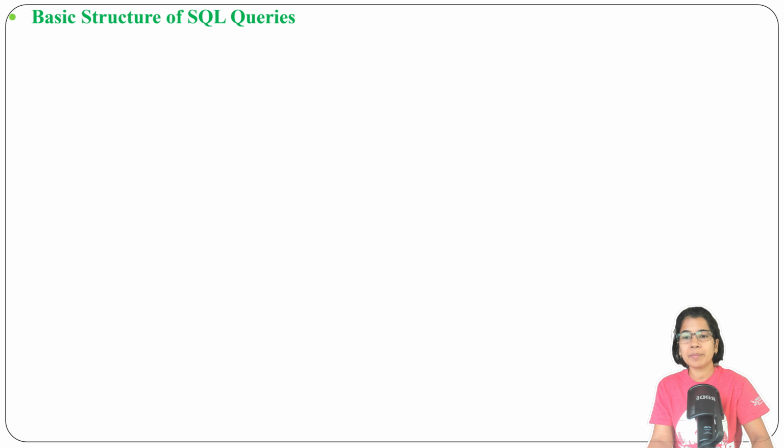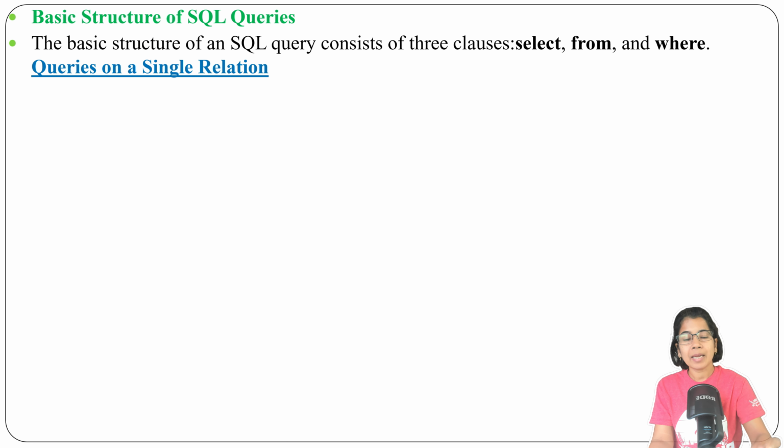Next, we will discuss the basic structure of an SQL query. How can we retrieve data from the database? Till now, we just inserted, deleted, and created the table. Now, how can we retrieve data from the existing database? That we can do by the select query. So select, from, where, these 3 clauses we use to retrieve data. We can retrieve data from a single relation, and also from multiple relations. First I will discuss how we can write a query for a single relation.